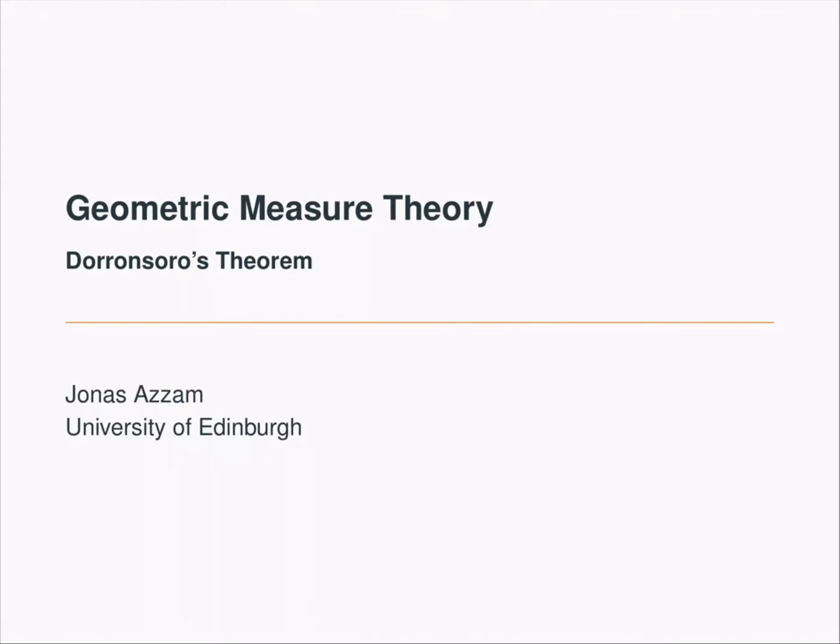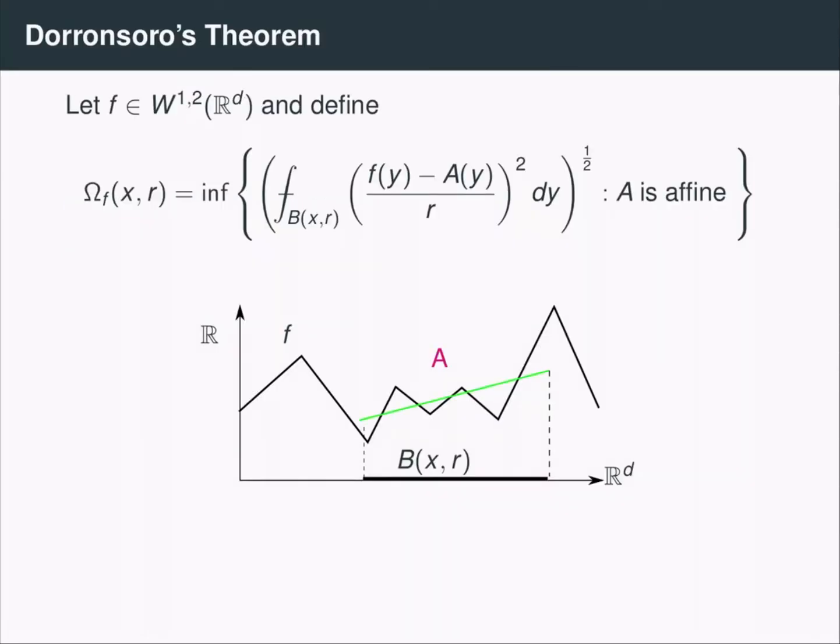In this video, we consider a quantitative analog of Rademacher's theorem called Dorronsoro's theorem. So Dorronsoro's theorem can be stated as follows. First, we let f be a function in W^{1,2} defined on R^d. And for such a function, we define an omega number.